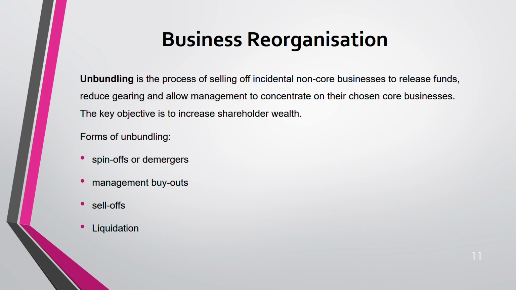Demerger is the opposite of merger. One company becoming two. Management buyout means you are selling your business to the managers who were there in your business. Existing managers are taking it over and then running it. Sell-off: you're selling part of a branch or a division. Liquidation: you're liquidating. Each of these forms of unbundling is different from the others. You have to know it.